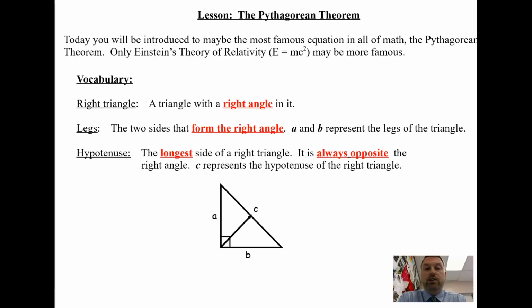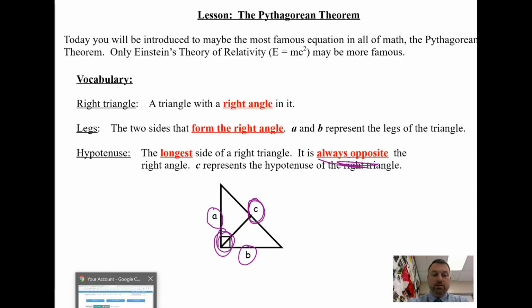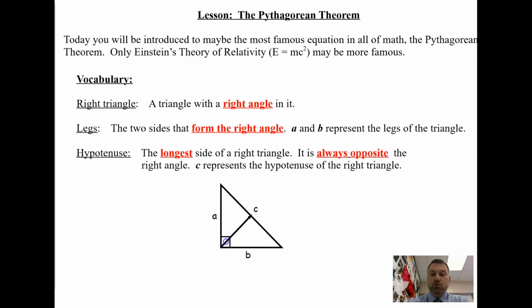So vocab: a right triangle. You guys know what a right triangle is. It's a triangle with a right angle in it. The legs are the two sides that make up the right angle. In this case, a and b are the legs of that triangle because they make up that right angle. And the hypotenuse is the longest side of a right triangle, right here. It's always opposite the right angle. So the right angle always points to the hypotenuse, and there's never any question where the hypotenuse is. It's always the longest side, and it's always opposite the right angle. So there's some basic vocab for you.